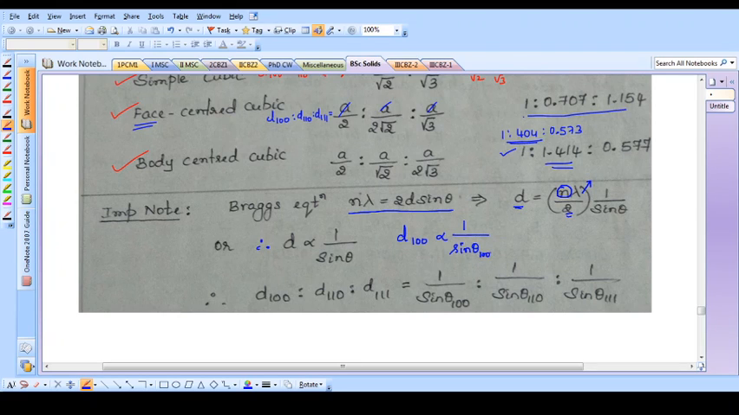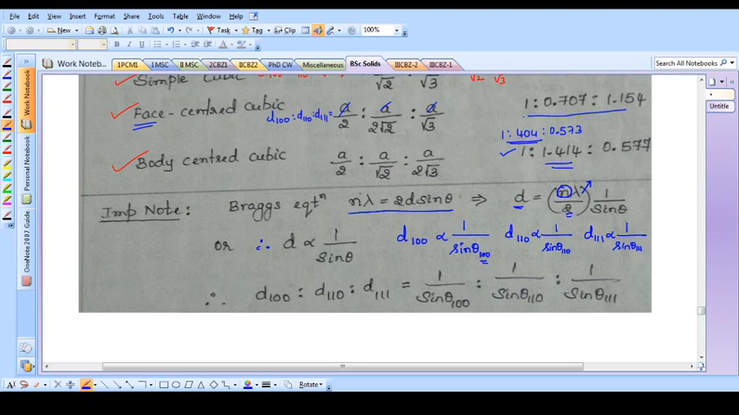What is theta 100? It is the Bragg's angle for the reflection of X-rays from a 100 plane. Similarly, d110 should be proportional to 1 by sine theta 110. Theta 110 is the Bragg's angle corresponding to the reflection of X-rays from the 110 plane corresponding to maximum reflection. Similarly, d111 should be proportional to 1 by sine theta 111. Theta 111 is the Bragg's angle corresponding to maximum reflection of X-rays from a 111 plane.